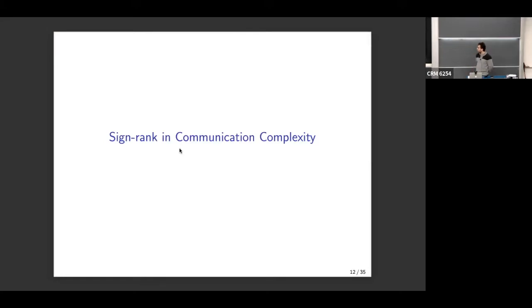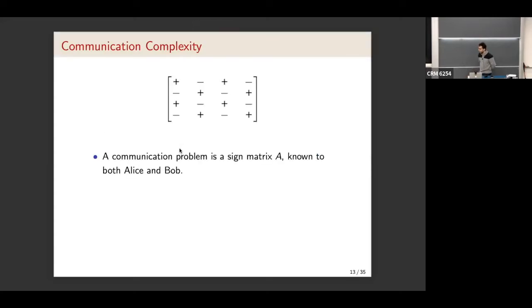Let's put that question aside. Now let's talk about communication complexity, and we'll come back to that question. So how does sign rank appear in communication complexity? Let me first tell you what the setting is.